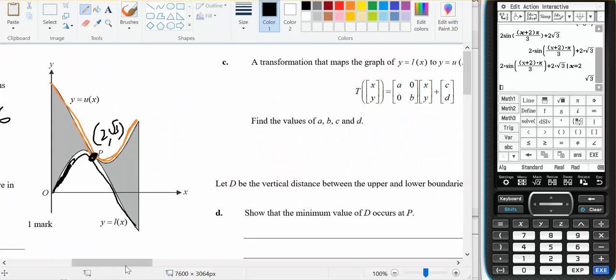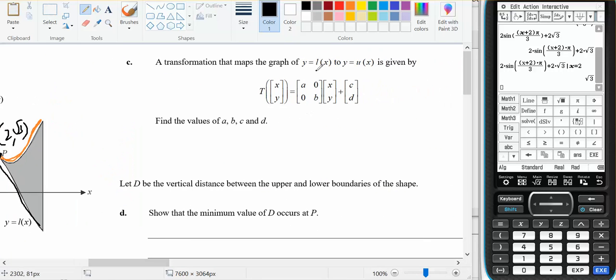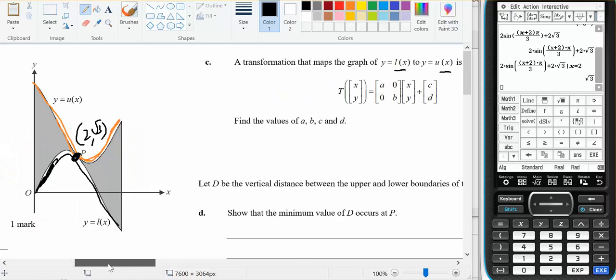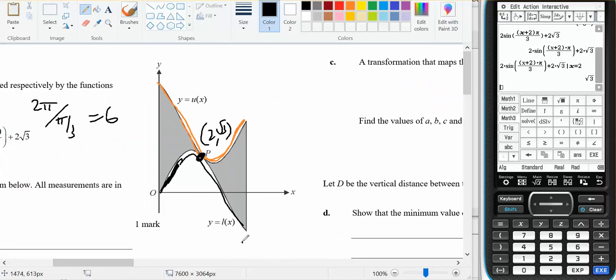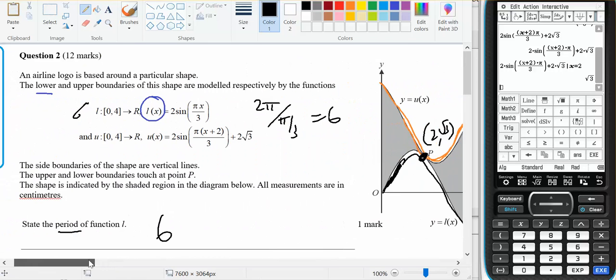And the transformation of the graph from L to U is given by this. So we're going from L to U. There's no dilation away from the x-axis, and no dilation away from the y-axis. I can see a translation by 2 units left, and I can see a translation up to root 3.